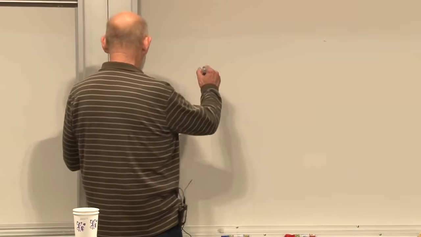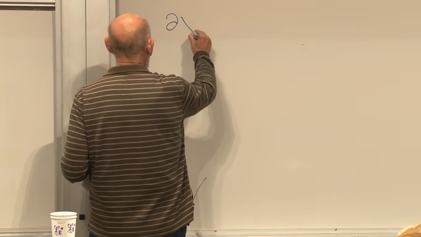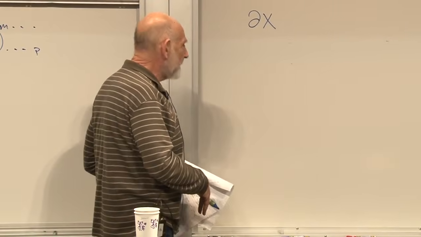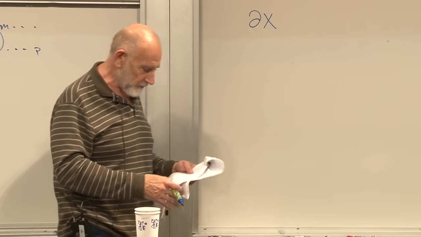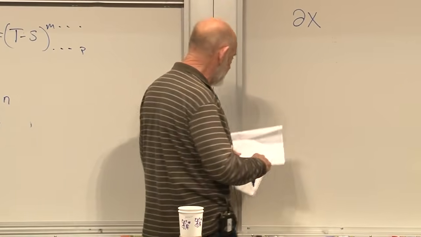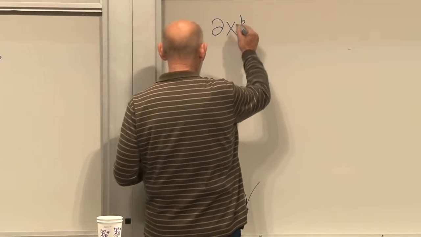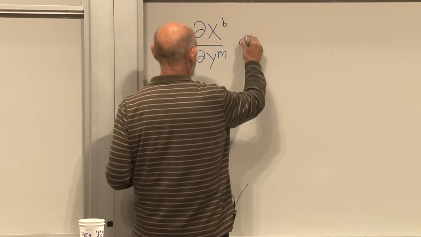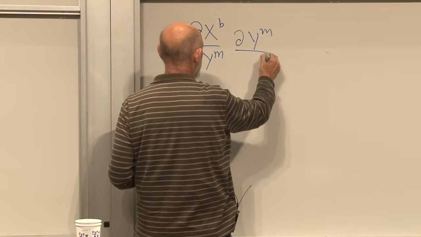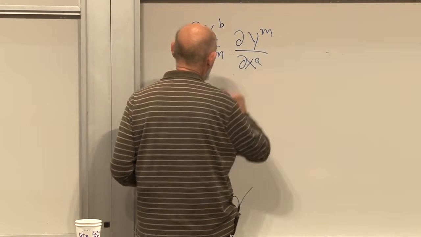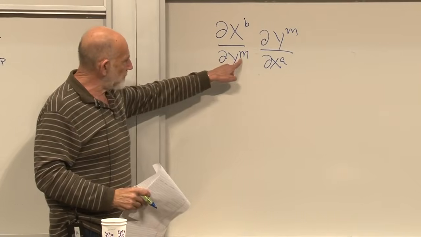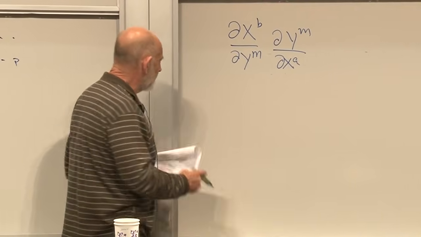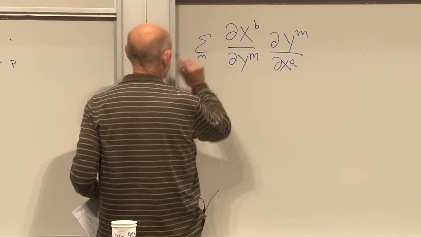Consider the object ∂x^b/∂y^m. I've mostly used m's and n's and p's and q's for the indices. I'm going to start using a's and b's. There just aren't enough letters in the alphabet to take them all from the same range. Take ∂x^b/∂y^m and multiply that by ∂y^m/∂x^a, and implicit in this formula is a sum over m.